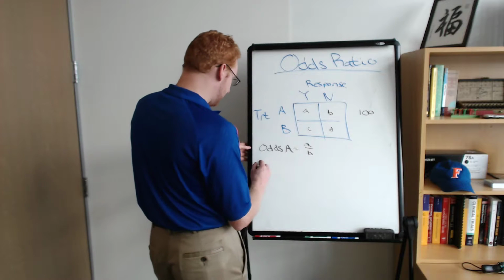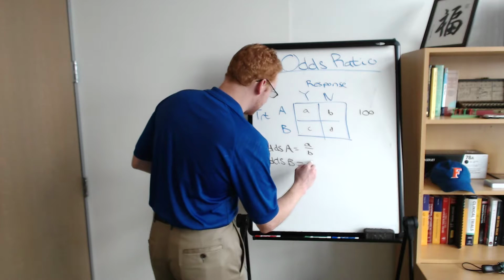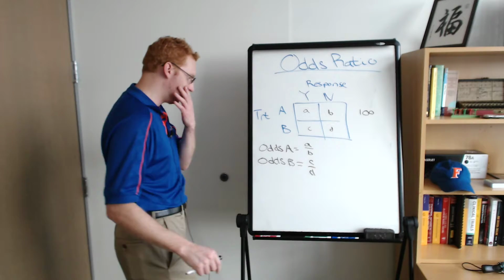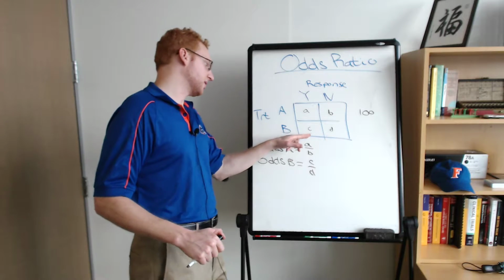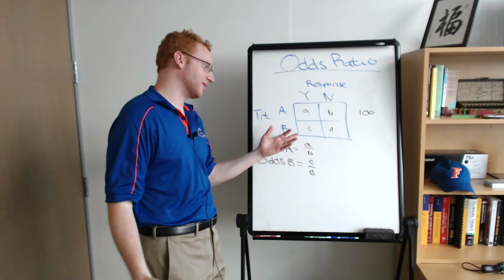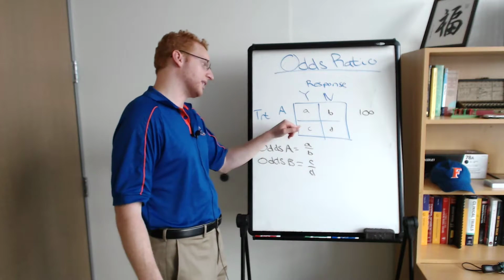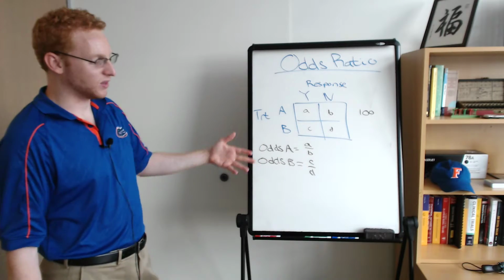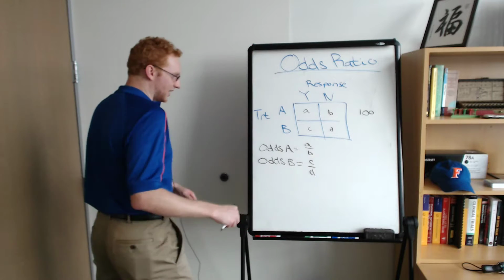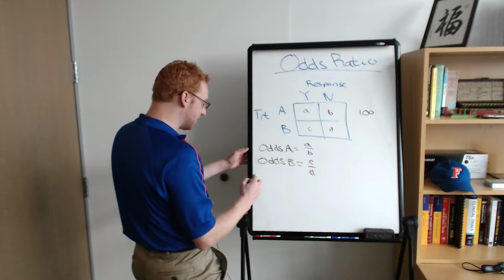Anyways, the odds of B is equal to C over D. Just this cell divided by that. It's basically, for abuse of language, a probability, given your assigned treatment B, it's the probability that you'll have a yes response. Technically, it's the odds that you have a yes response. The odds ratio is pretty much like the name implies. It's just the ratio of the two odds.